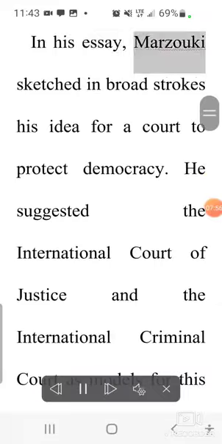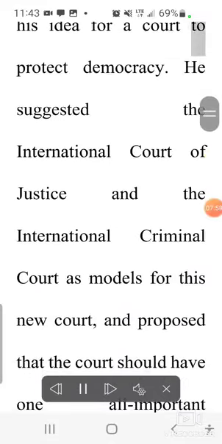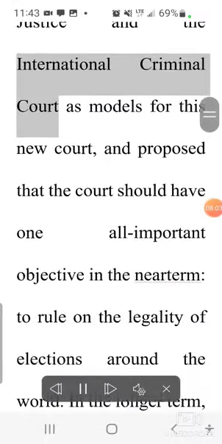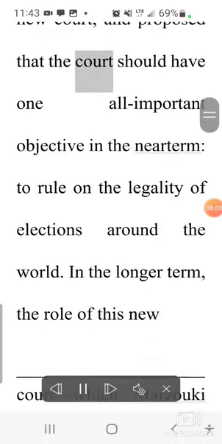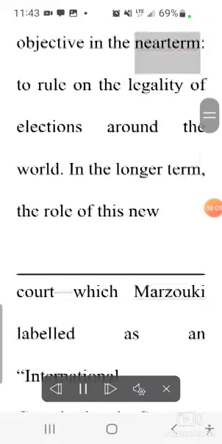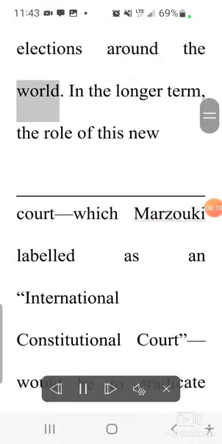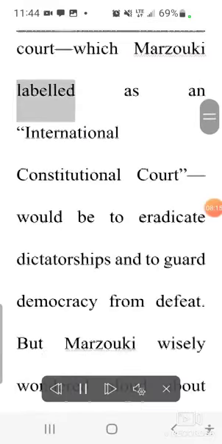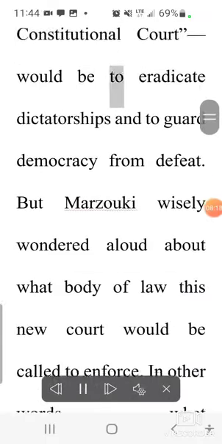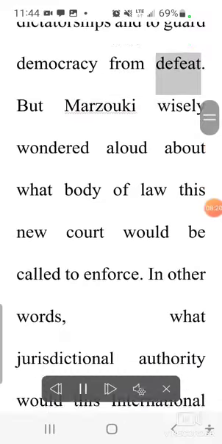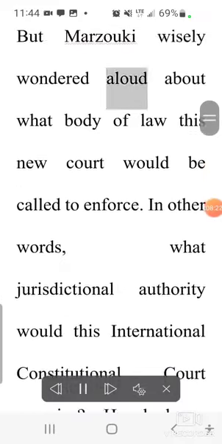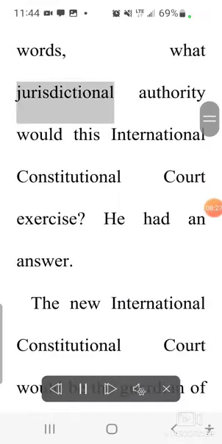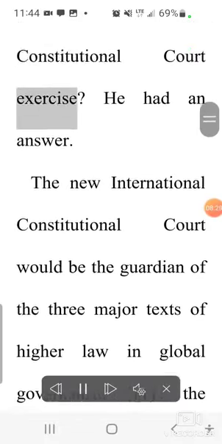In his essay, Marzouki sketched in broad strokes his idea for a court to protect democracy. He suggested the International Court of Justice and the International Criminal Court as models for this new court, and proposed that the court should have one all-important objective in the near term: to rule on the legality of elections around the world. In the longer term, the role of this new court, which Marzouki labeled as an international constitutional court, would be to eradicate dictatorships and to guard democracy from defeat. But Marzouki wisely wondered aloud about what body of law this new court would be called to enforce. In other words, what jurisdictional authority would this international constitutional court exercise?